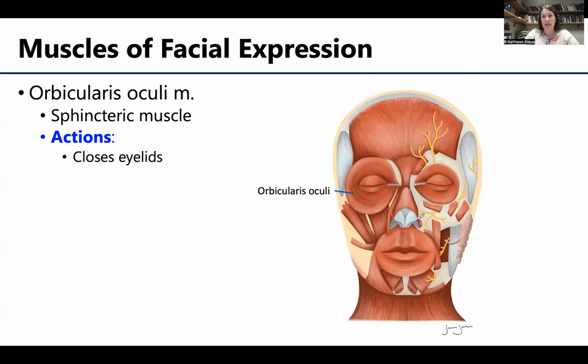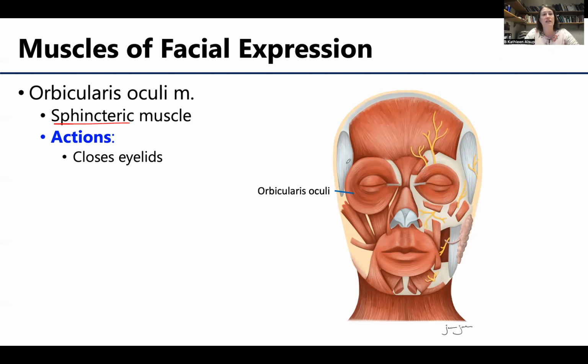There are many, many muscles of facial expression, but we're really only going to focus in on 3 as they're easy to identify. 2 of these are going to be considered sphincteric muscles. So a muscle that is a sphincter generally is going to be surrounding an opening. Usually their muscle fibers are going to be circular in terms of directionality.